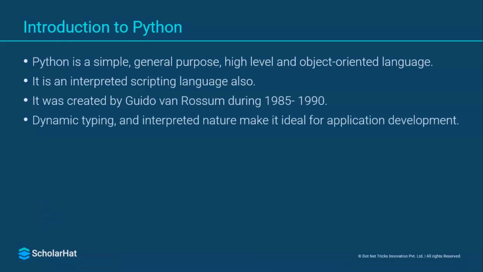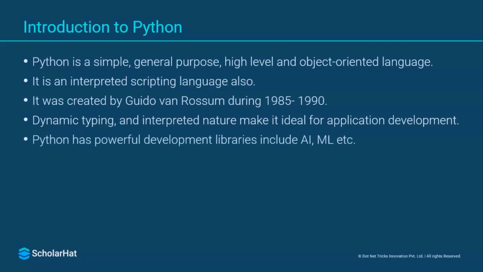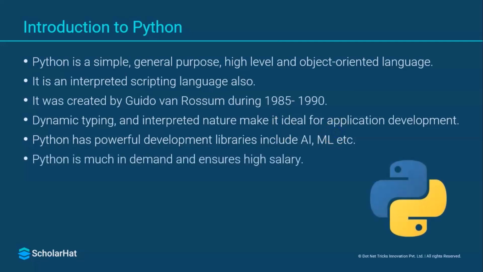Python is dynamically typed, in which variables do not require explicit declaration of their types, and its interpreted nature makes it ideal for application development because Python code is executed line by line, allowing for quick testing and debugging. Python has powerful libraries for AI, machine learning, etc. Python comes with a vast standard library and many third-party libraries which help in areas like data manipulation, web development and scientific computing. Python is in high demand and ensures a high salary.